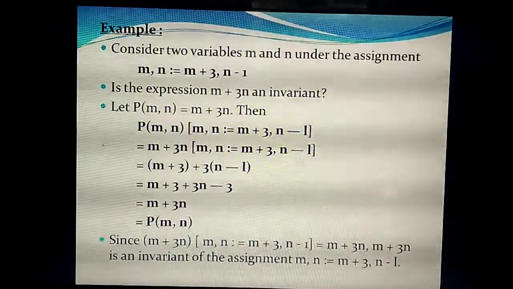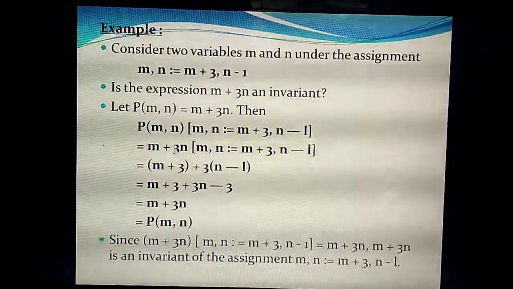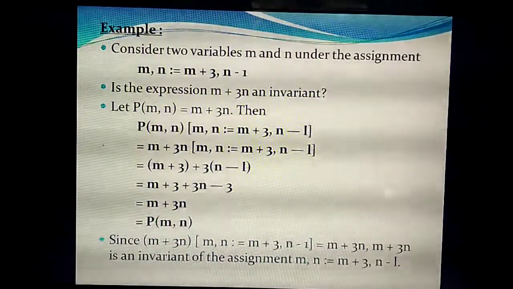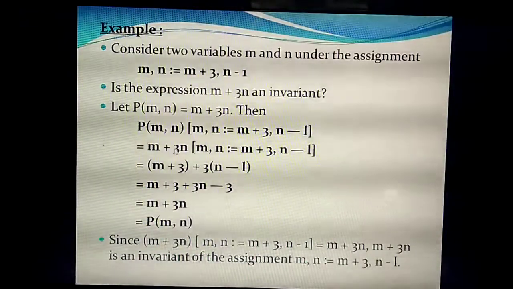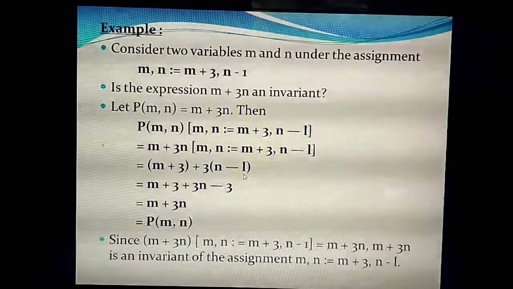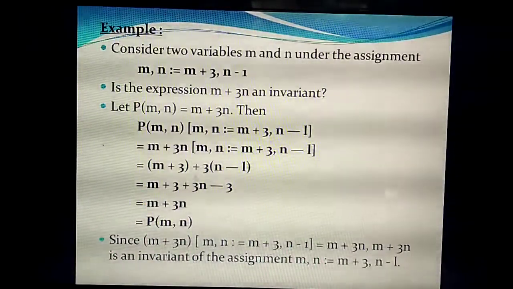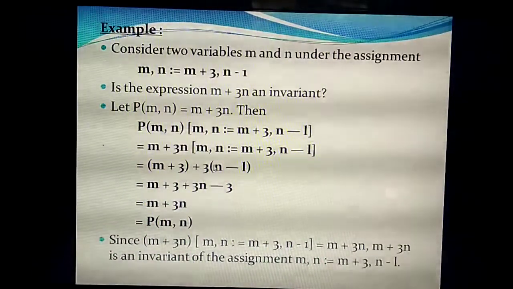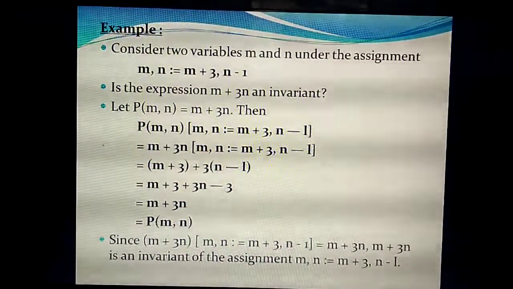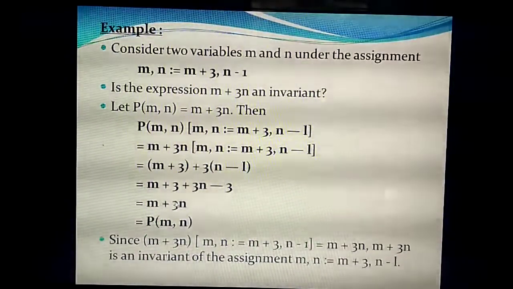Substituting the values of m and n into this m plus 3n. What's the value of n now? N minus 1. So 3 into n minus 1. Understand? First substitute the value of m here. What's the value of m? M plus 3, plus 3 into n. What's the value of n now? N minus 1. So 3 into n minus 1. Now multiply. Remove the bracket: m plus 3 plus, multiply 3 into n, 3n, then plus 3 into minus 1, minus 3. Okay. Then plus 3 and minus 3 get cancelled. The remaining answer you are getting is m plus 3n.